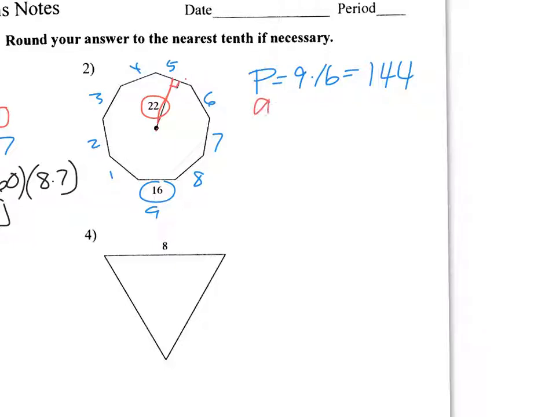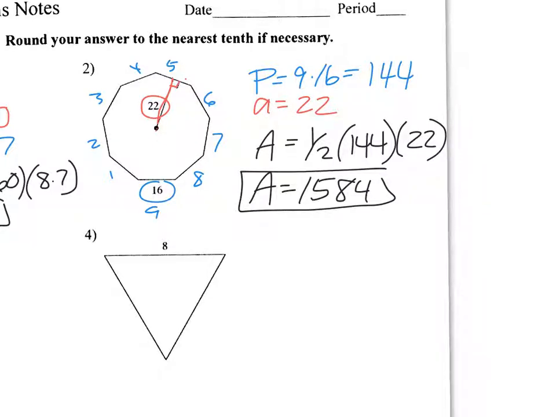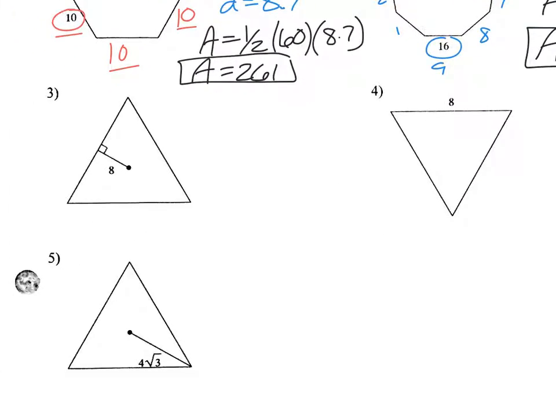The apothem is 22. So we just plug in 1/2 perimeter times apothem, and then do that on the calculator, and we get 1,584. So not too bad there. What about this one?